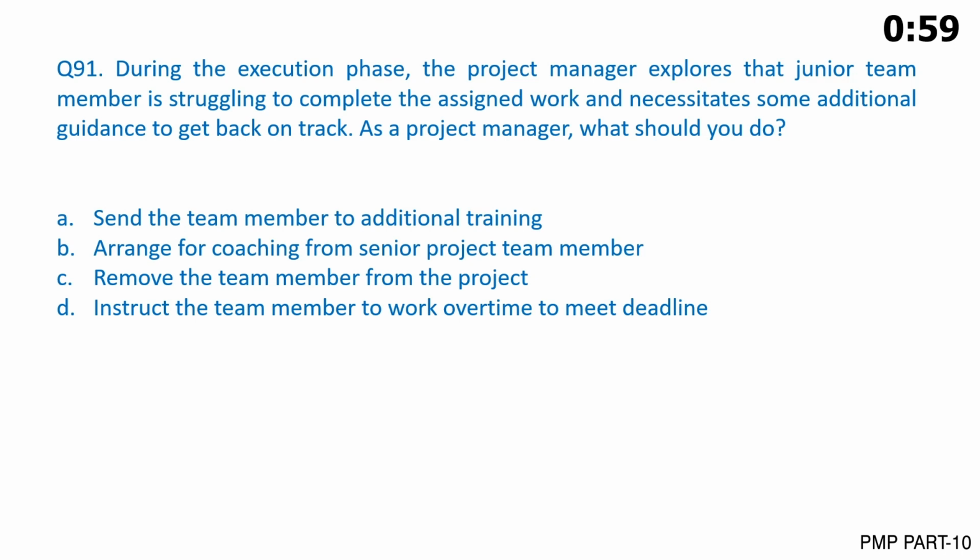During the execution phase, the project manager discovers that a junior team member is struggling to complete the assigned work and needs some additional guidance to get back on track. As a project manager, what should you do? A. Send the team member to additional training. B. Arrange for coaching from senior project team member. C. Remove the team member from the project. D. Instruct the team member to work overtime to meet deadline.